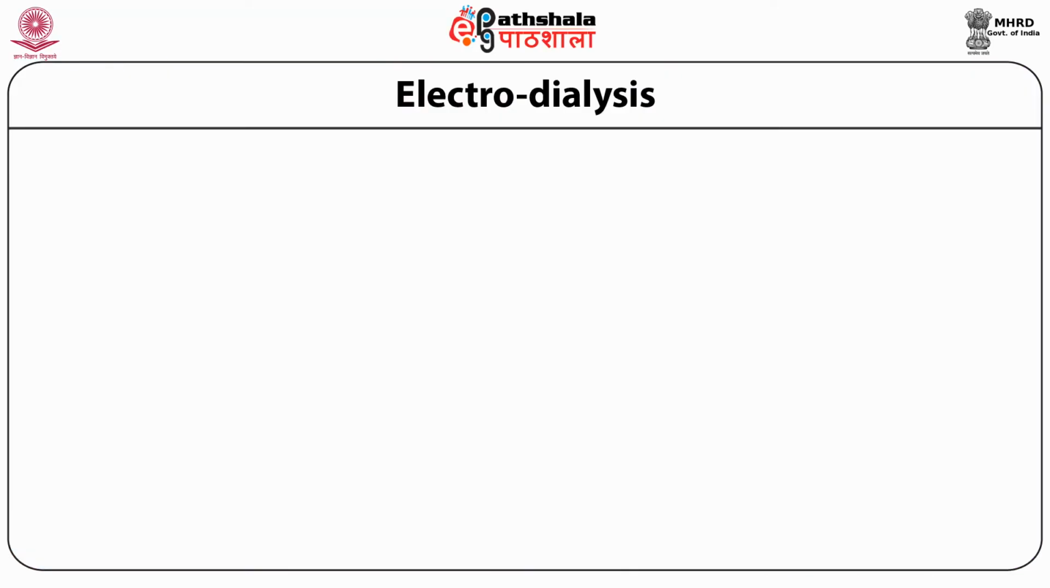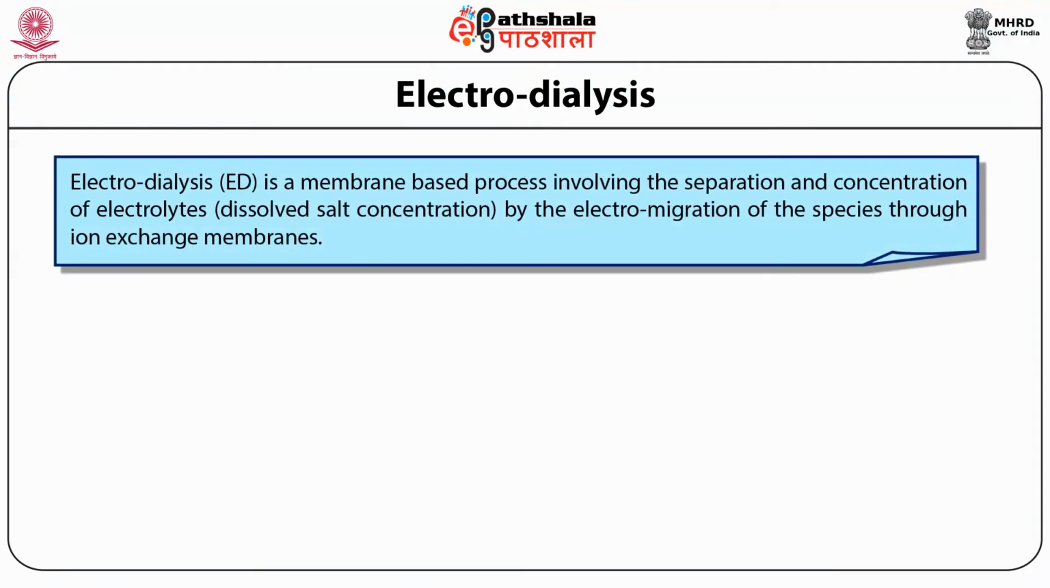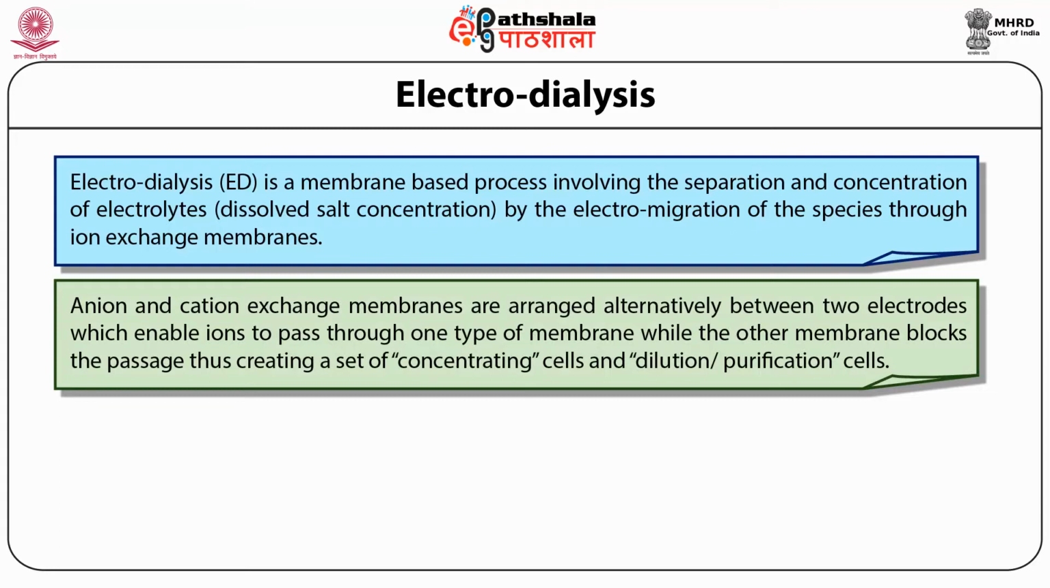Now we discuss here the electrochemical technique electrodialysis for environmental pollution abatement. Electrodialysis is a membrane-based process involving the separation and concentration of electrolytes or dissolved salts by the electromigration of the species through ion exchange membranes. Anion and cation exchange membranes are arranged alternately between two electrodes, which enable ions to pass through one type of membrane while the other membrane blocks the passage, thus creating a set of concentrating cells and dilution purification cells.